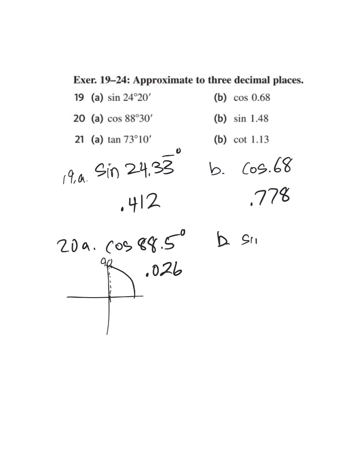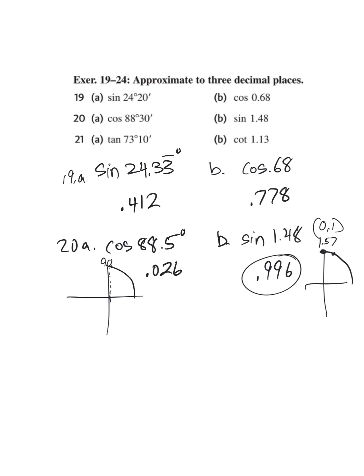Now the sine of 1.48, this is radians, so change your calculator back to radians. And see, the sine of 1.48 is 0.996. On a graph here, remember this is 1.57. So 1.48 is about right here. And the y value at this point is 1.